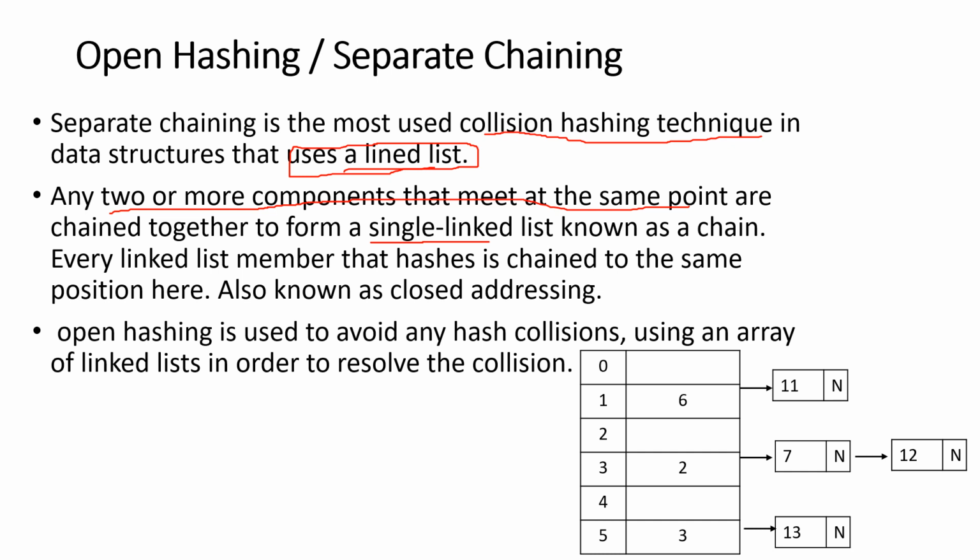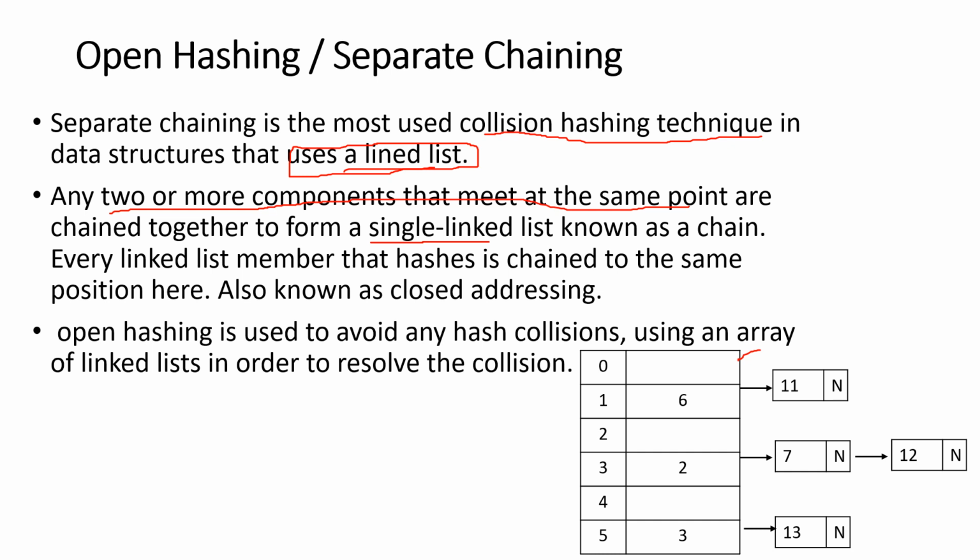Then it says that open hashing is used to avoid hash collision using an array of linked lists. What's the meaning of an array of linked lists? It means that if two or more elements get the zero index, they also form one singly linked list. If the one index is getting elements, here also one singly linked list is formed. If 2, 7 and 12 get the third index, this also forms one singly linked list. 3 and 13 getting the 5 index also form a singly linked list.